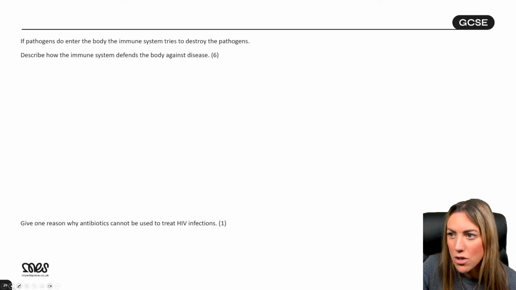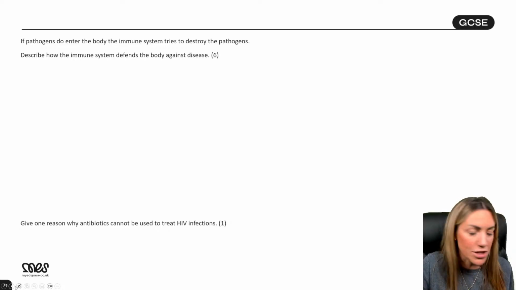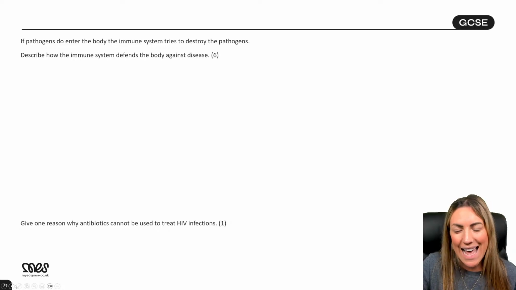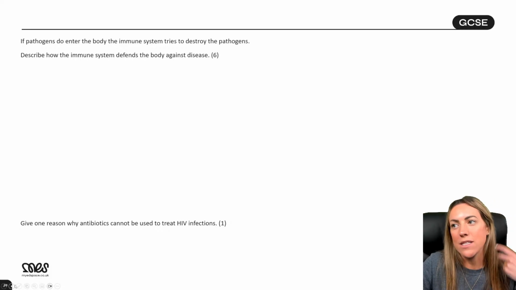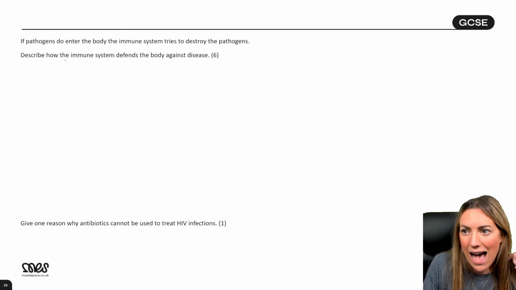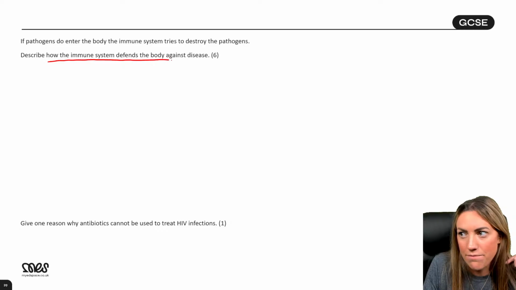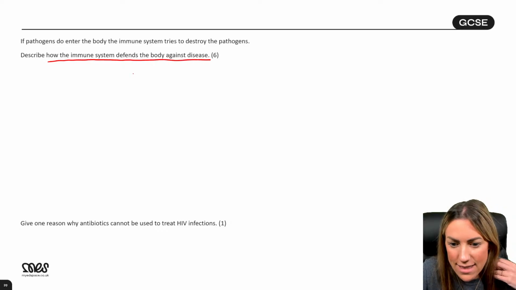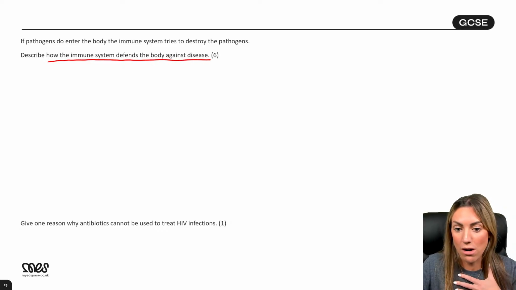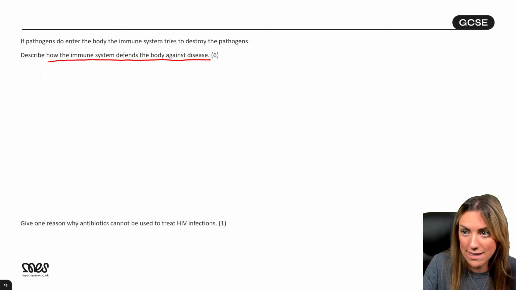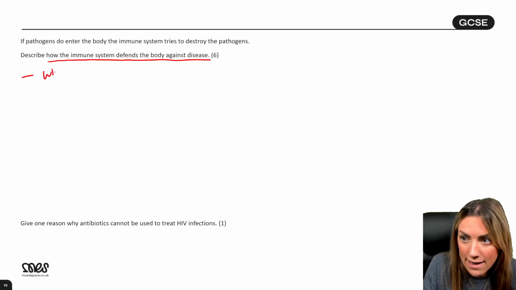Oh, right, okay. This is a good question. If pathogens enter the body, the immune system tries to destroy the pathogens. How does the immune system defend the body against disease? I always bullet point for a 6 marker. This is actually quite a nice one. This could be foundation or higher. You could get a mark for saying white blood cells.